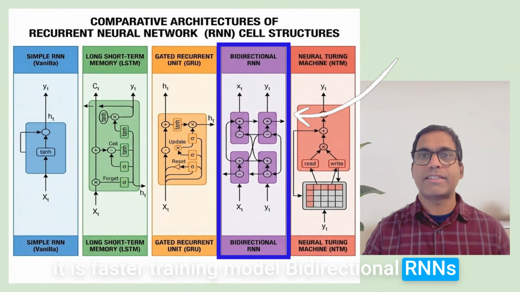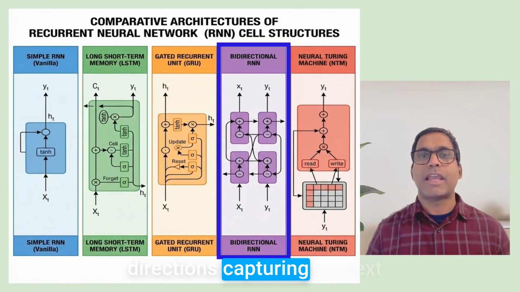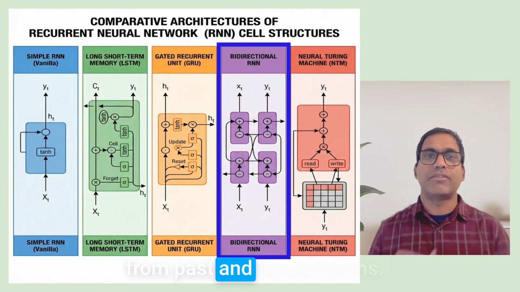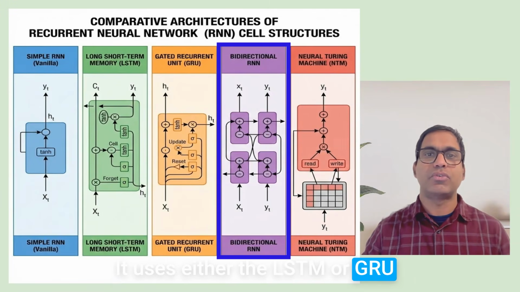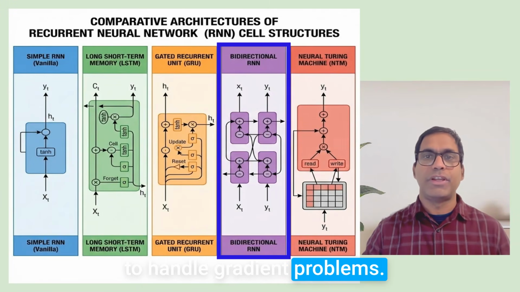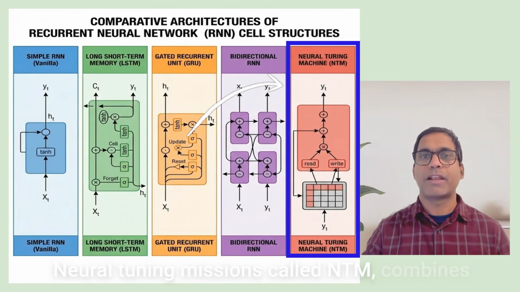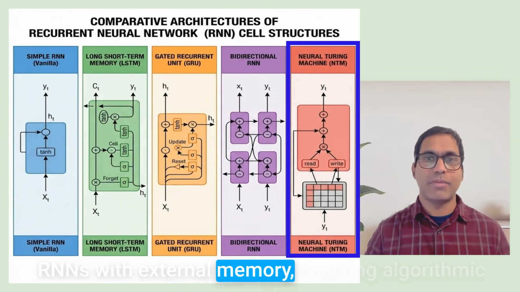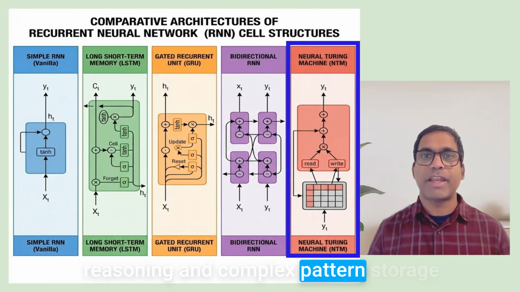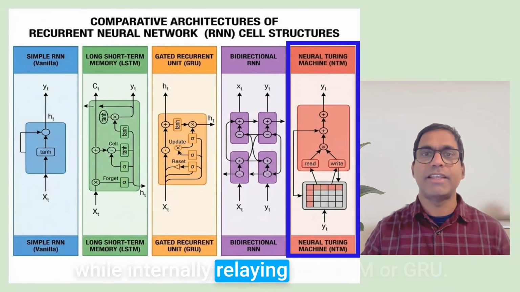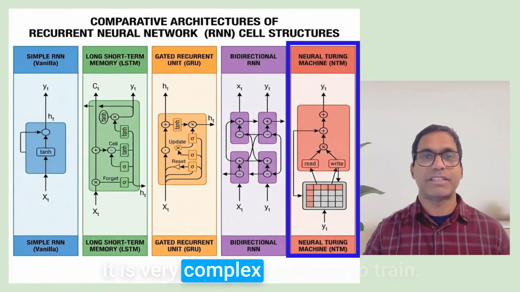Bidirectional RNNs read sequences in both forward and backward directions, capturing context from past and future tokens. It uses either LSTM or GRU to handle gradient problems. Neural Turing Machines, called NTM, combine RNNs with external memory, enabling algorithmic reasoning and complex pattern storage while internally relying on LSTM or GRU. It is very complex and hard to train.